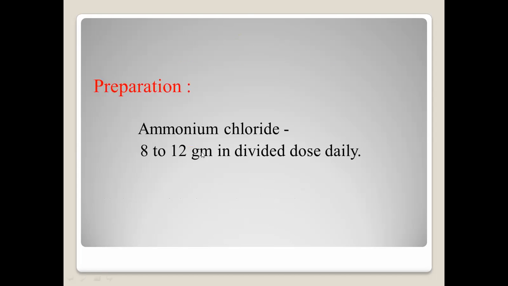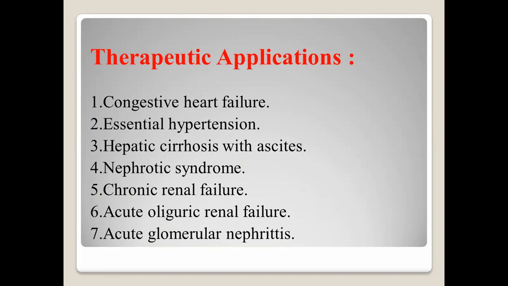Then their preparations: ammonium chloride 8 to 12 gram in divided doses daily. What is the preparation? Ammonium chloride 8 to 12 gram in divided doses daily. Okay, the next point is uses. First one is congestive heart failure. Then second, essential hypertension.